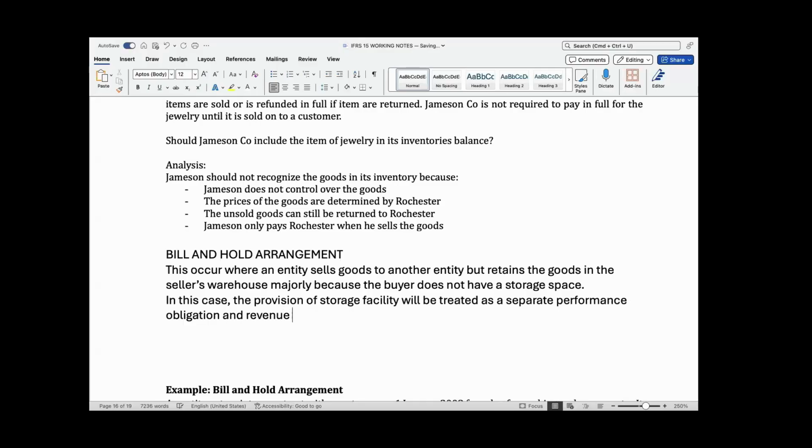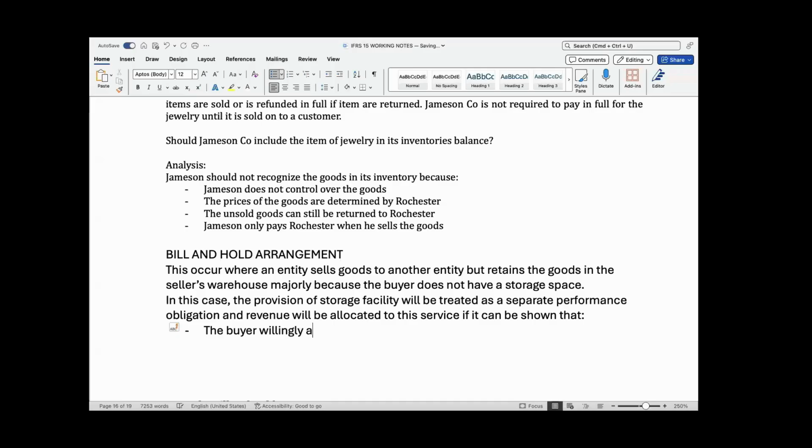and revenue will be allocated to this service if it can be shown that the buyer willingly agrees to the retention of the goods in the seller's warehouse, and that the seller cannot transfer the goods to another party.